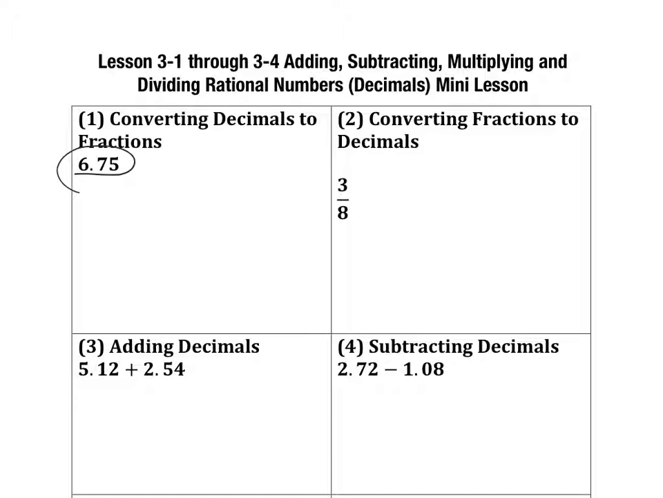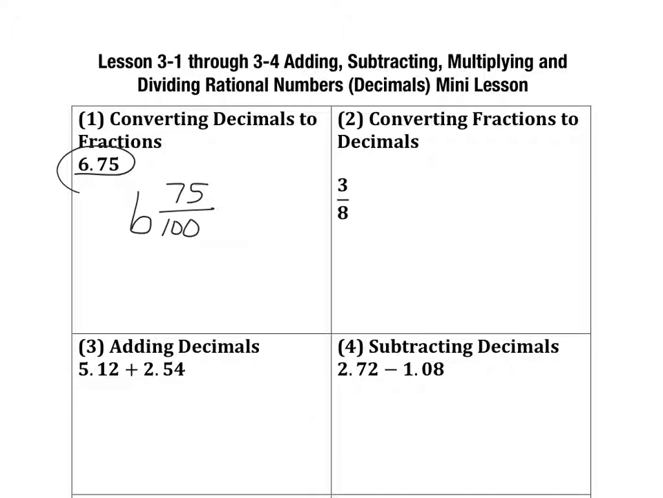As you can see here, 6.75, or 6 and 75 hundredths if you read it that way. The 6, since it's a whole number, we're just going to keep out front. Then the fraction part would be the decimal, or any part to the right. So 75, we're going to write over its place value, which is the hundredths. So it's 6 and 75 hundredths.